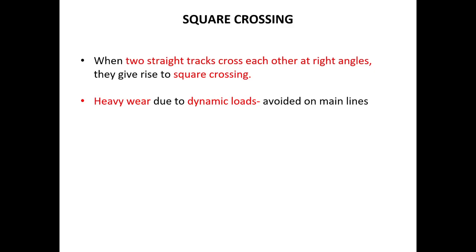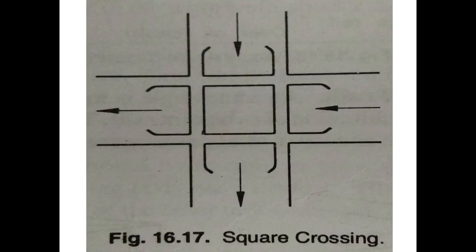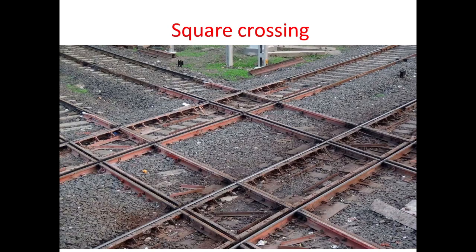Okay, so we have covered the types of crossing based on the shape of crossing. First we have seen the acute angle crossing, obtuse angle crossing, and then the square crossing. Now we will move towards the diagram. See, this is the first track, this is the second track. These are at 90 degrees to each other. So in this type, the crossing is called as square crossing. Clear?